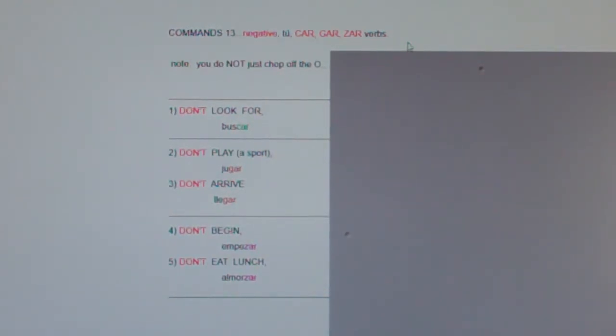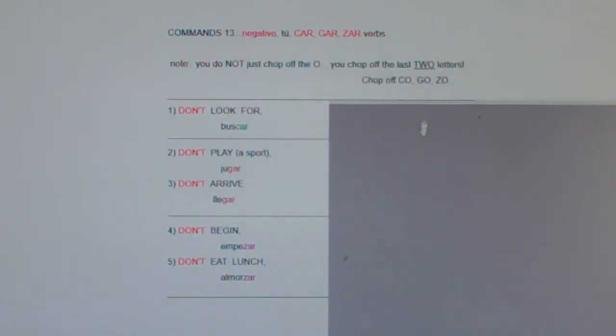Last year in Spanish 2, we talked about how in the preterite, the one-time past, car, gar, zar verbs were irregular in the yo form. What you did was car turned into qué, gar turned into gué, and zar turned into cé. All right? Now, in the irregular tú commands, car is also going to turn into qué, gar is also going to turn into gué, and zar is also going to turn into cé.